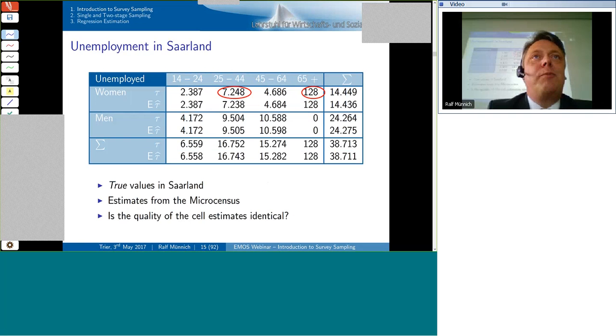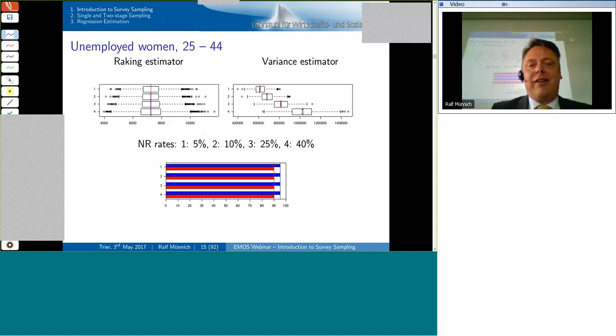The simplest answer would be, well, we draw one sample, the microcensus. Why should we have different quality? It's one sample outcome, and this one sample outcome is somehow thrown over a table. Even if you don't see it here, single estimates could be one outcome of this study. We try to tackle that directly.